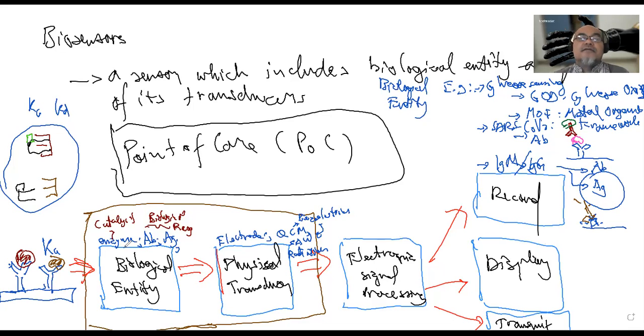So this is how the biosensor works. The main key here is the coupling of two different types of transducers. The first one is a biological entity, and the second one is a physical transducer. It is also worth noting that besides enzyme and antibody or antigen, we can also have a larger biological entity as the biological sensing part.